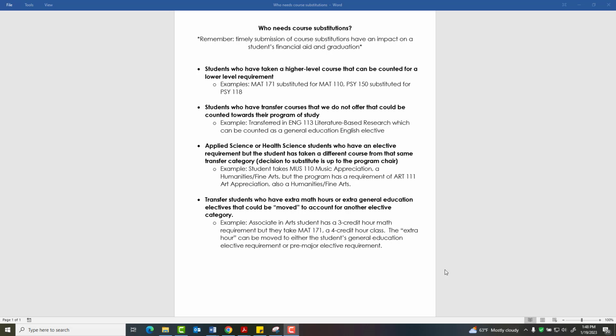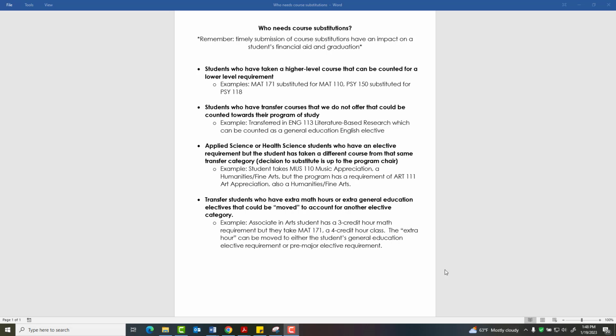You also have students who have transfer courses that are not offered here at Carteret, but they could be counted towards their program of study. The example given there is if a student transferred in English 113, which we don't offer here at Carteret, but it is part of the CAA transfer list, which I'll talk about in just a second. Since it is a transferable course, it could be counted towards the student's program of study. Again, if that course was sitting there under the other category when you go to their progress in Carteret Compass, it's not going to be counted towards graduation, when in reality, that's one less class a student would have to take.